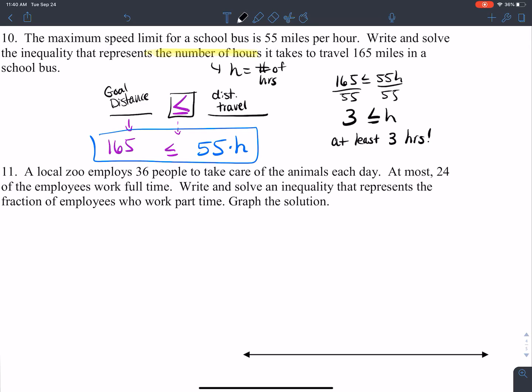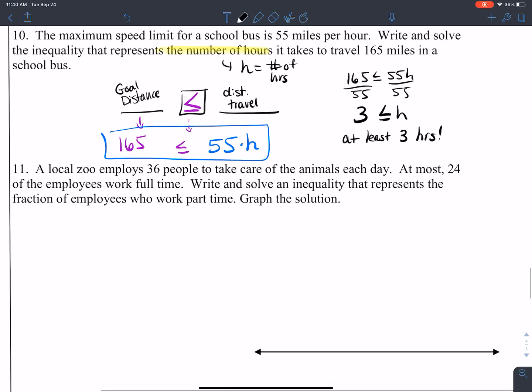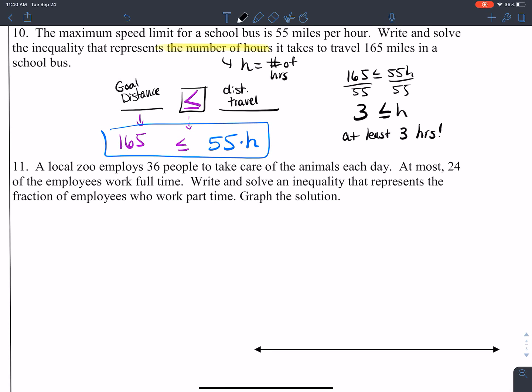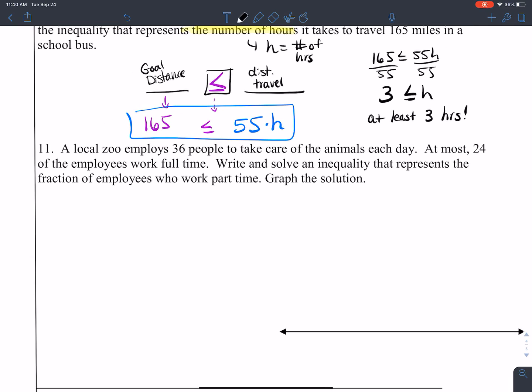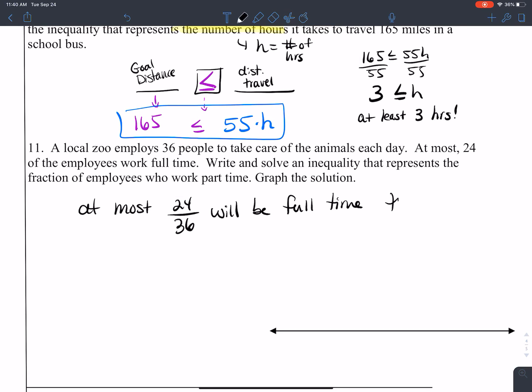A local zoo employs 36 people to take care of animals each day. At most, 24 of the employees will work full-time. Write and solve an inequality that represents the fraction of employees who work part-time, and then it says graph the solution. So what we see is it says at most 24 out of the 36 will be full-time. So what that means is that the rest is part-time.